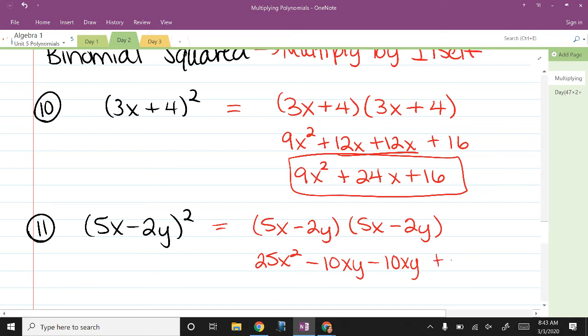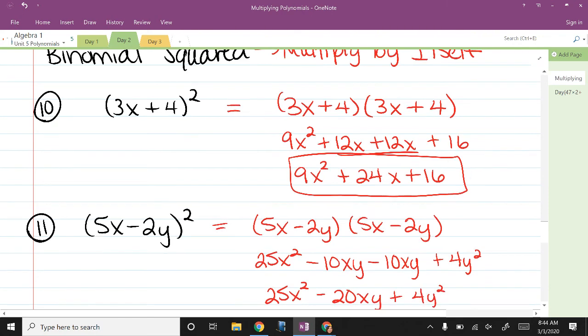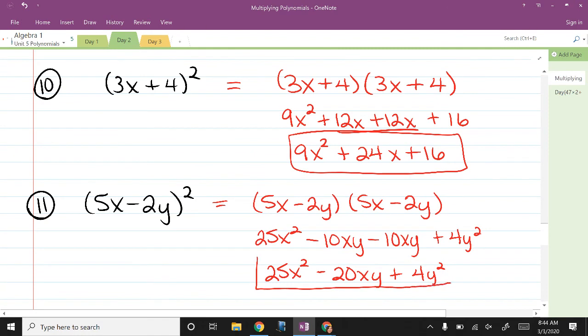Yep, positive 4y squared. Do y'all see a pattern here, how these are double in the middles? They're always going to be double. When you square a binomial, you're going to double the middles. So that's minus 20xy when I combine like terms, plus 4y squared. So that's how you square a binomial. You multiply it by itself. You do not distribute the square. You do not distribute the square. You do not distribute the square.